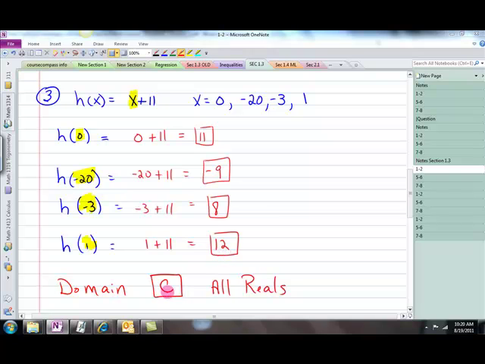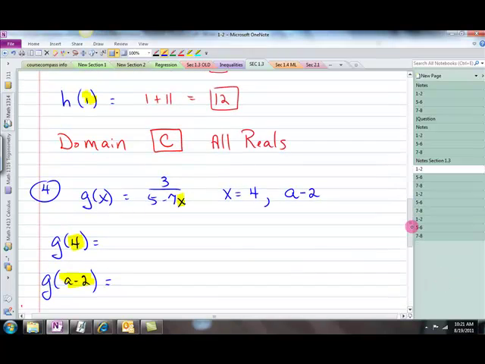Now, it asks about the domain, and I believe it's a multiple choice. Is there anything we could plug in for x that would be a problem? No, x could be any number in the world, so that is all reals.